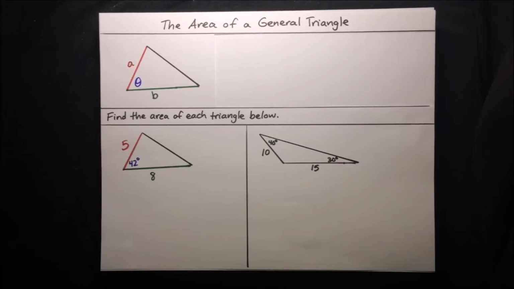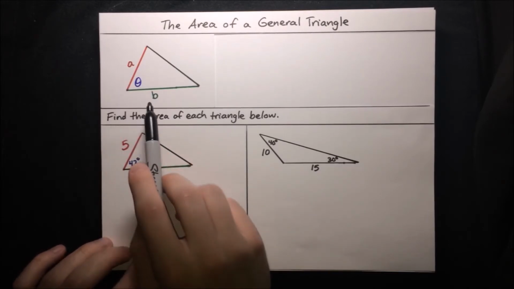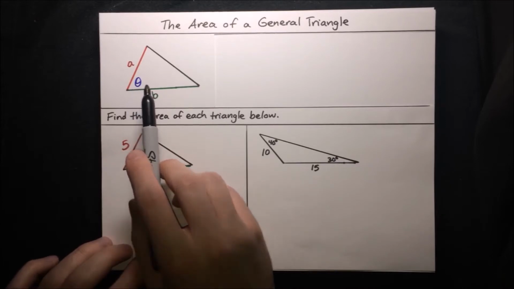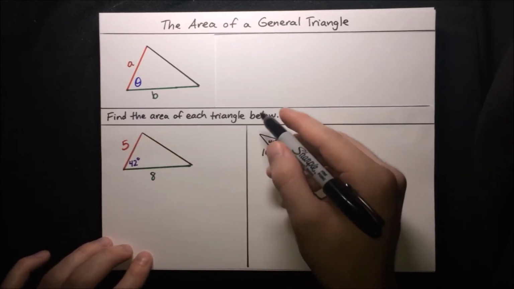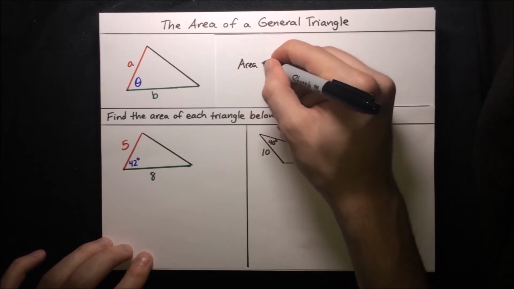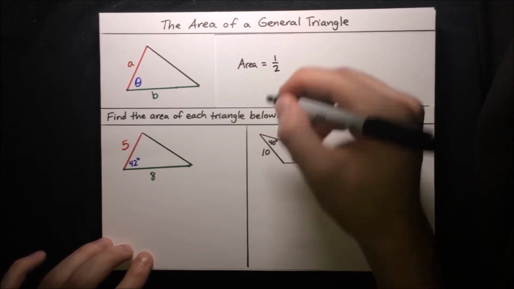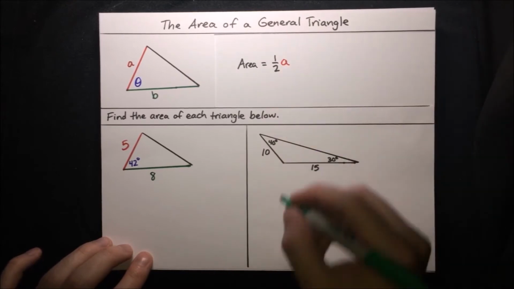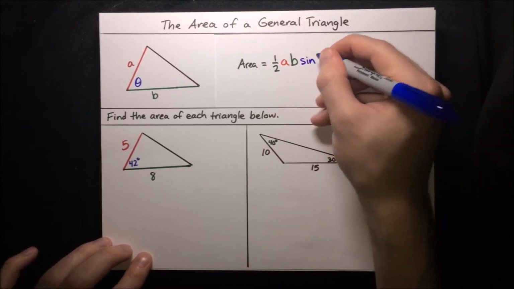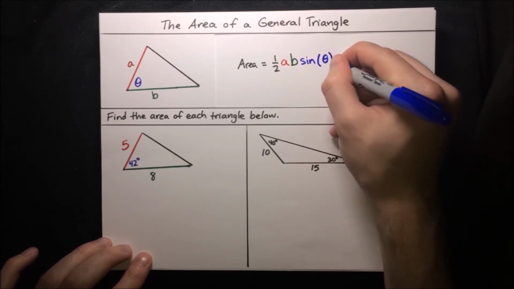In this video, I'm going to show you how to find the area of a general triangle. So say we've got this triangle, and we know two sides, A and B, and we've got an angle between them that is also known. There's a general formula for the area of such a triangle, and it goes like this. The area is equal to 1/2 times A times B times the sine of the angle between them, theta.